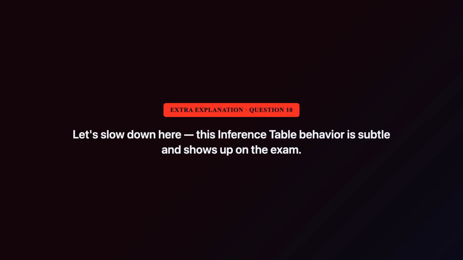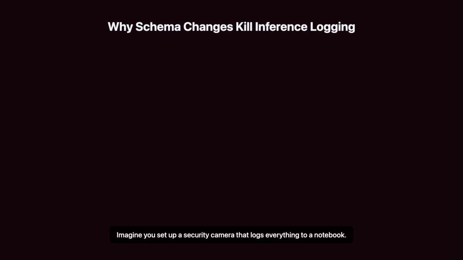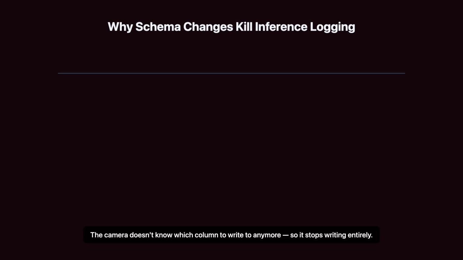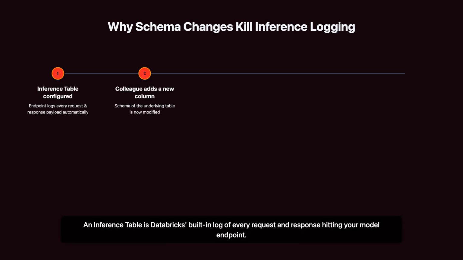Let's slow down here. This inference table behavior is subtle and shows up on the exam. Imagine you set up a security camera that logs everything to a notebook. Now someone adds a new column to that notebook. The camera doesn't know which column to write to anymore, so it stops writing entirely. That's exactly what inference tables do. An inference table is Databricks' built-in log of every request and response hitting your model endpoint.